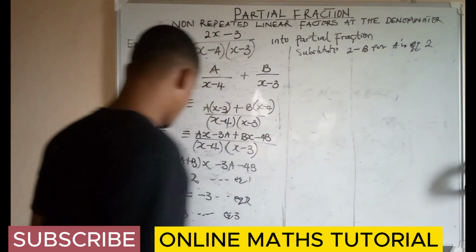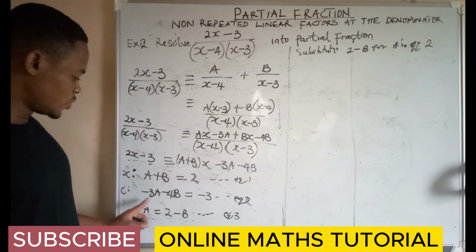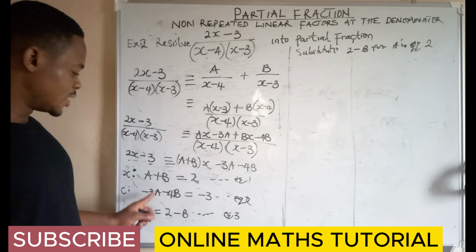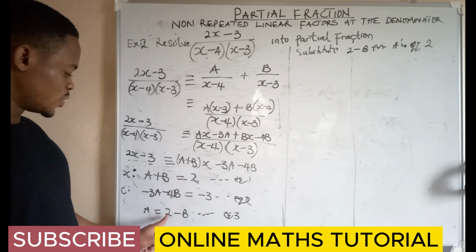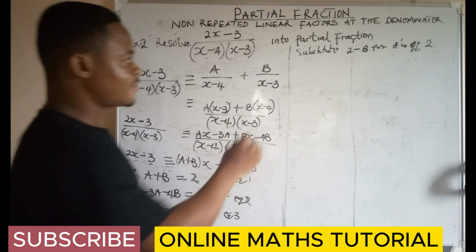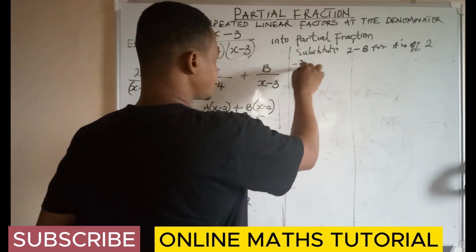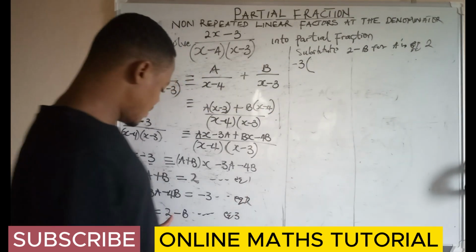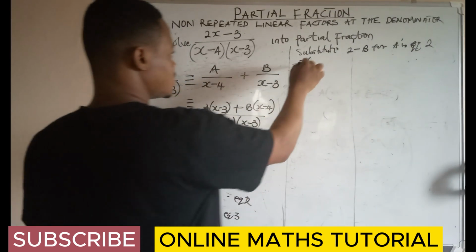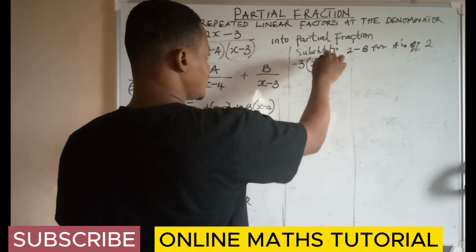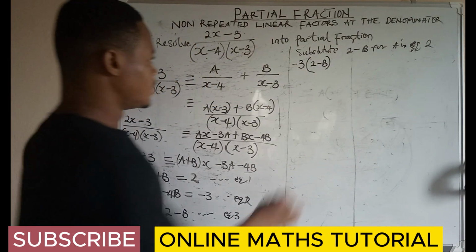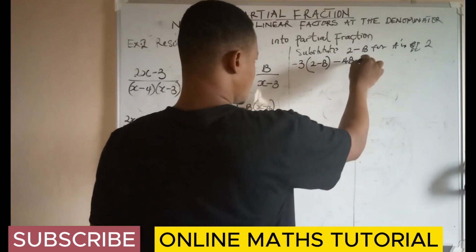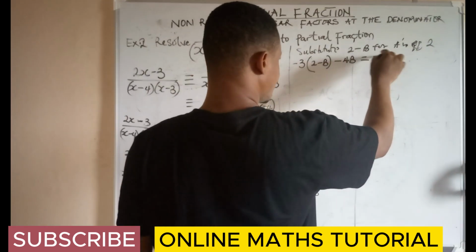2 minus b for a in equation 2. In equation 2, we are going to use this to substitute for a, meaning that anywhere we see a in this equation, we will replace it with 2 minus b. So we have minus 3 into a, which is the same as 2 minus b, minus 4b, all equal to minus 3.